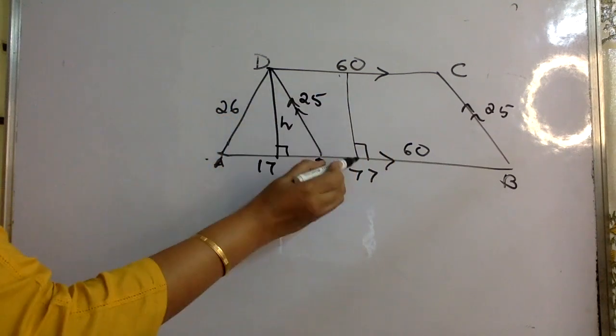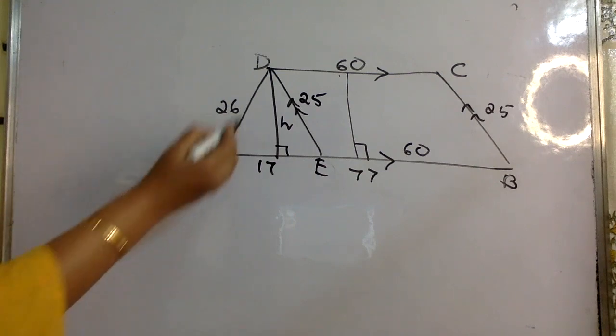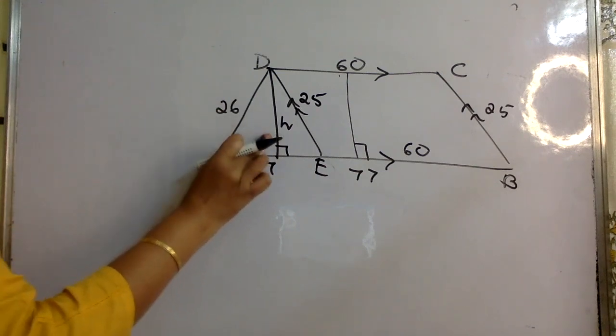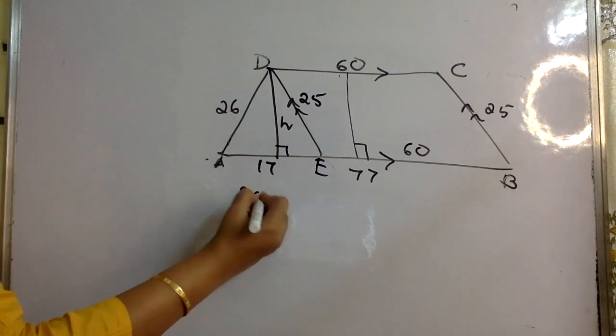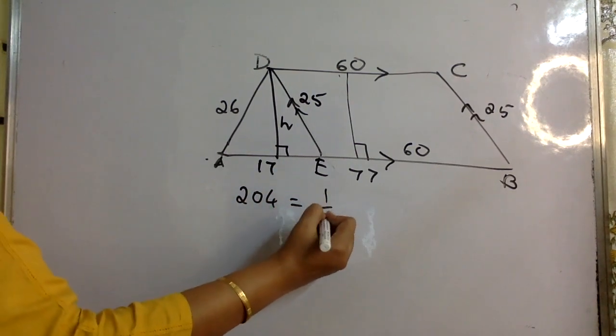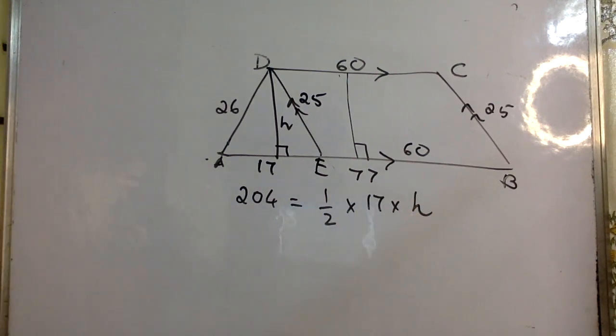So height between two parallel lines, you can draw it outside or you can even draw it inside. So we have drawn it outside. We are going to use the same height for this parallelogram. So right now 204, which is the area of this triangle, is equal to half into 17 into height.